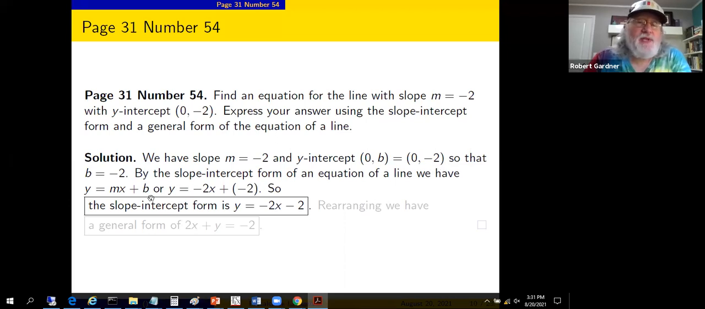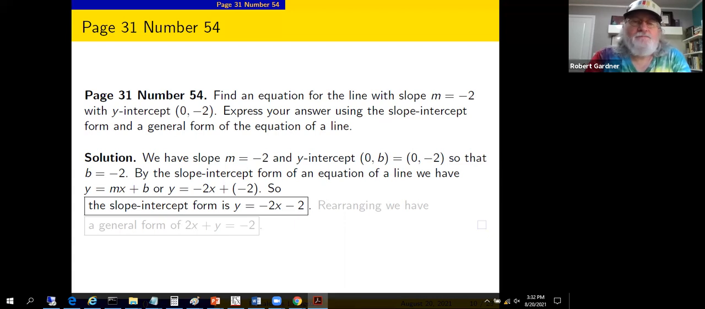So by the slope-intercept form, y equals mx plus b, we've got m is -2, and we've got b is also -2. Plug those in, and we get y equals -2x minus 2, slope-intercept form. They want us to put this in standard form or general form.